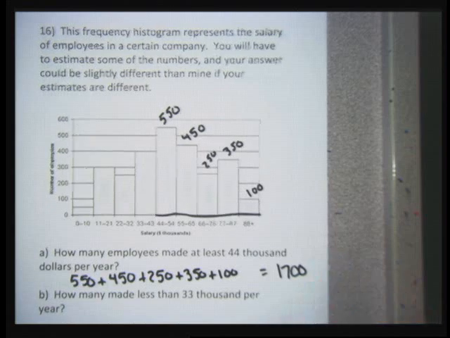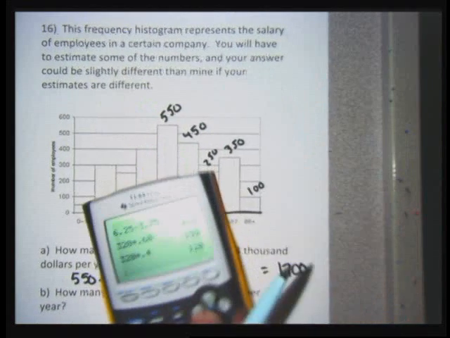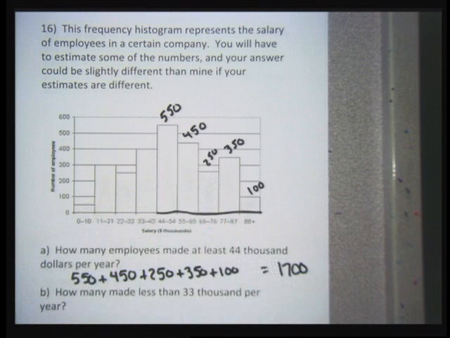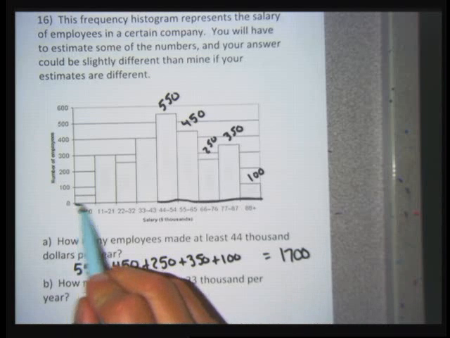I'm going to double check that by yanking out my calculator and adding these numbers. So I'm going to clear it out. 550 plus 450 plus 250 plus 350 plus 100. And I get 1,700 people. How many people made less than 33,000? That's these people.